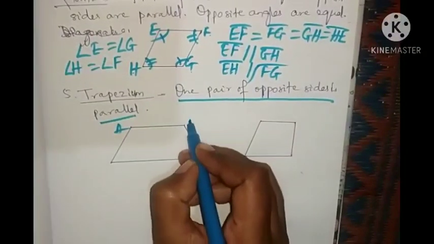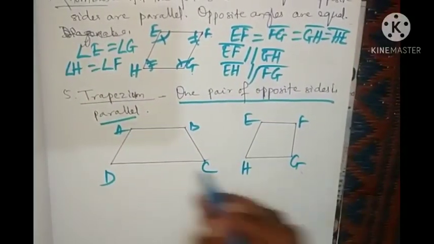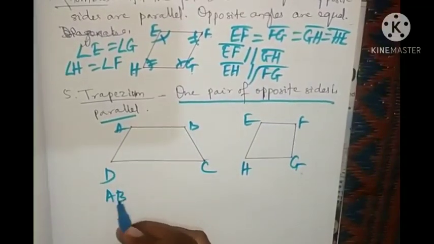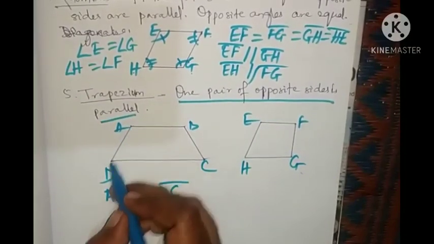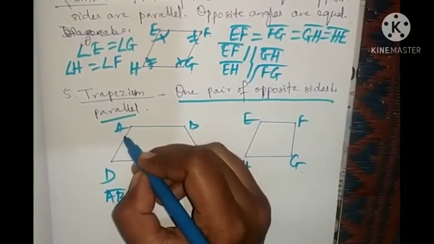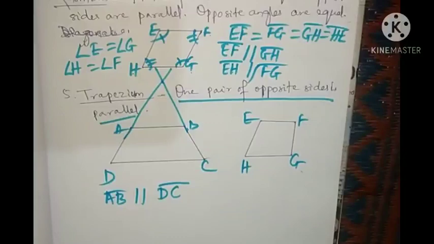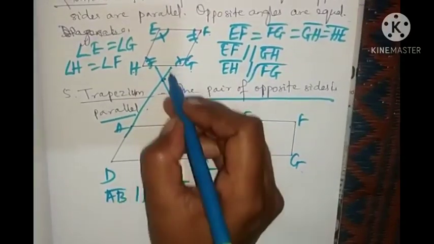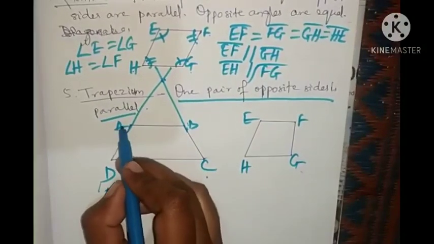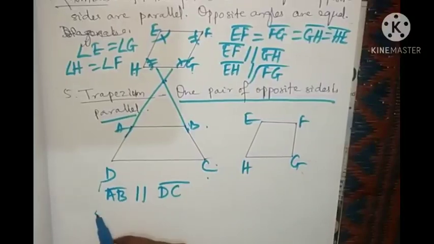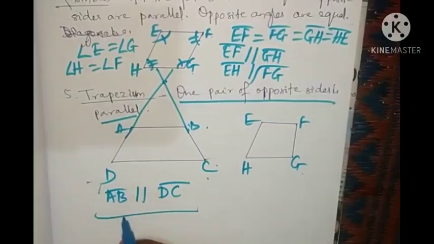If I name it A, B, C, D, you see AB is parallel to DC. But are AD and BC parallel? No. Because if you extend them, you can find that they are joining at some point. They are intersecting. That's why AD is not parallel to BC. Only AB is parallel to DC, so only one pair of opposite sides is parallel. That's why ABCD is a trapezium.